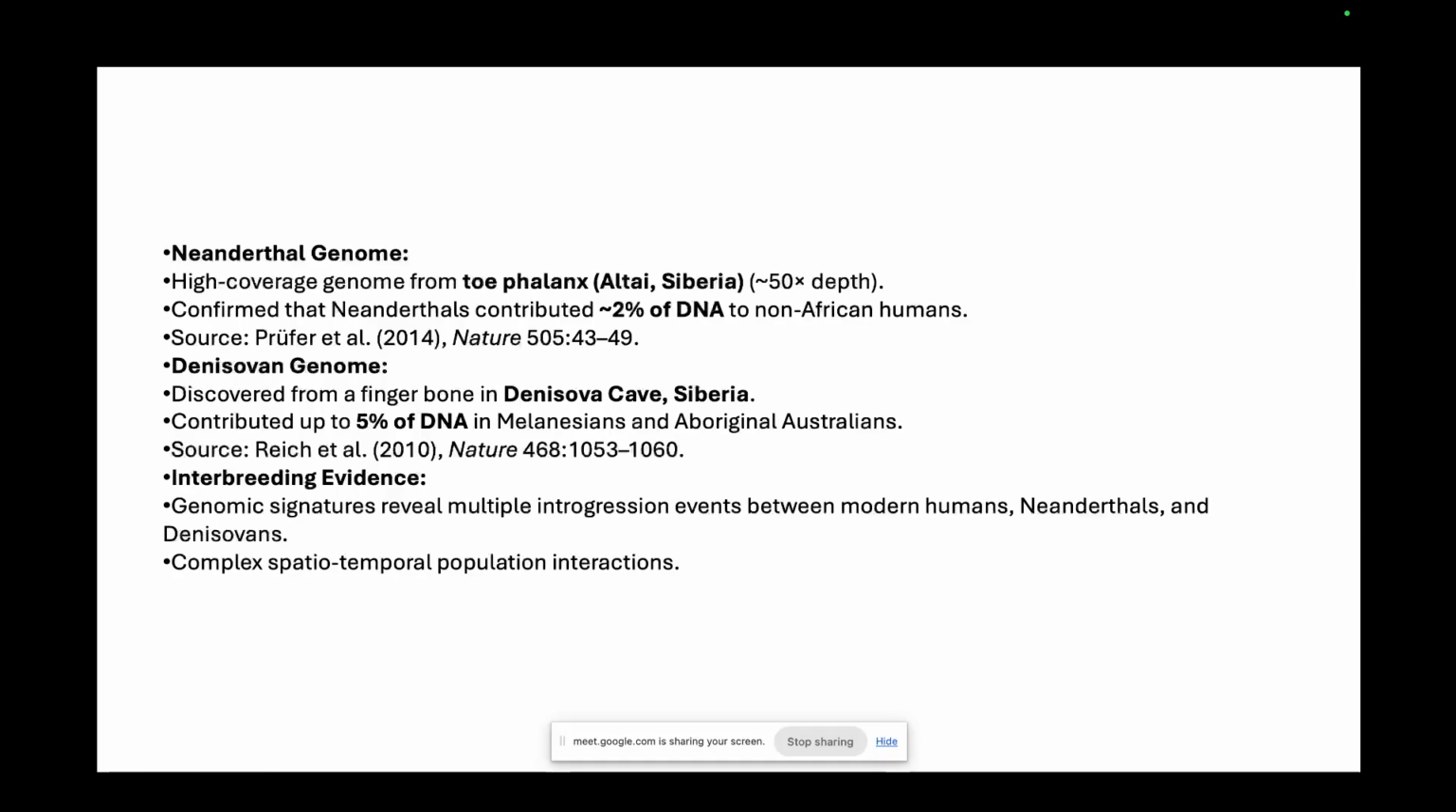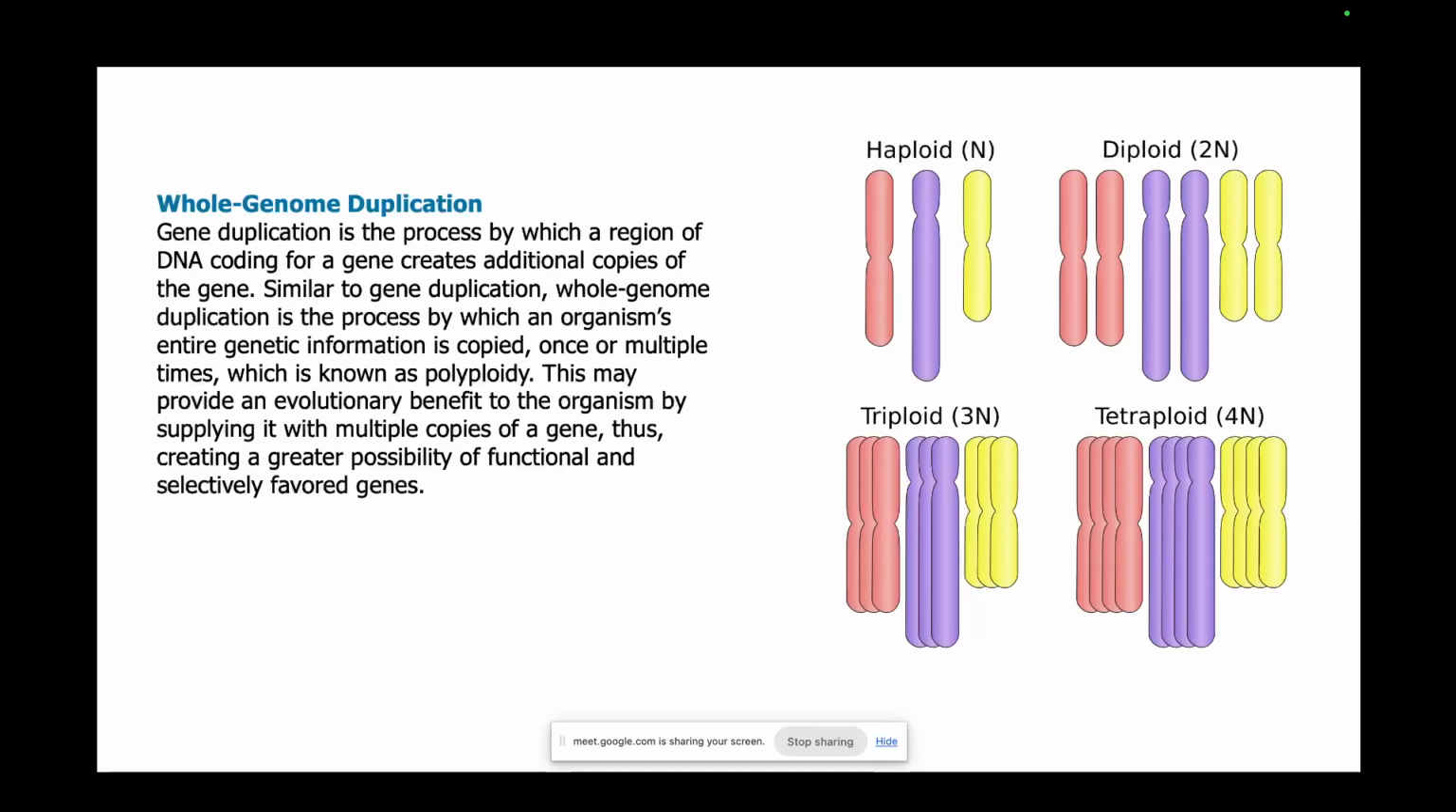So it can reveal multiple introgression events between modern humans, Neanderthals, and Denisovans, and this can help us understand the complex spatio-temporal population interaction. So again, I think from such genetic information, you can derive a lot of information in terms of their ancestry, in terms of their disease specificity, in terms of their migration patterns and everything. And also admixture with ancient human beings. So that is also, I think, very interesting.